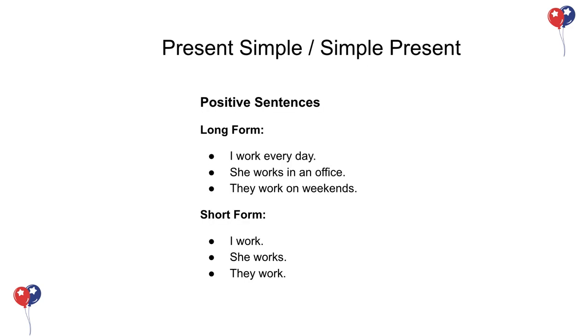One of the things that are very important to consider are the long and the short form in a sentence. So we have here, I work every day. She works in an office. They work on weekends. And the short form will not give a lot of details. So it will be, I work, she works, they work.